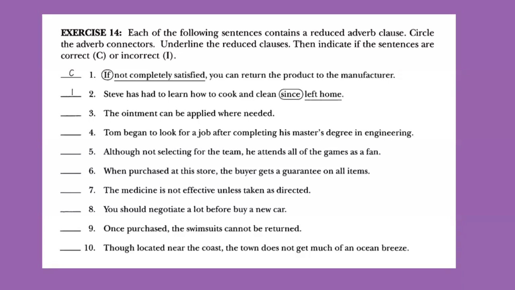Number 3, correct. 4, correct. Number 5 is incorrect. Selecting should be selected. That would be the correct form of the verb. Number 6, incorrect. The reduction is illogical. The sentence like that does not make sense.